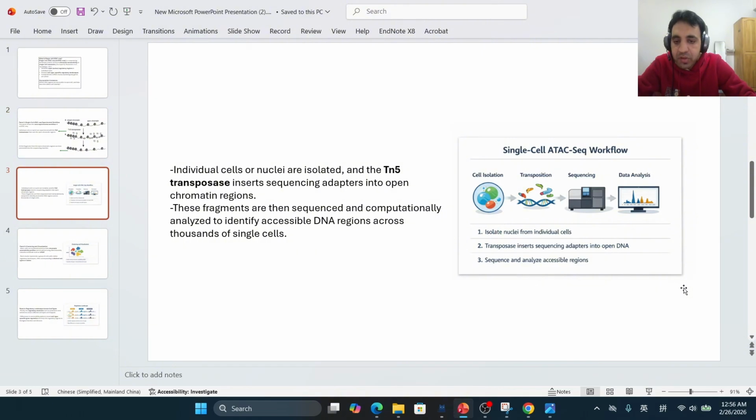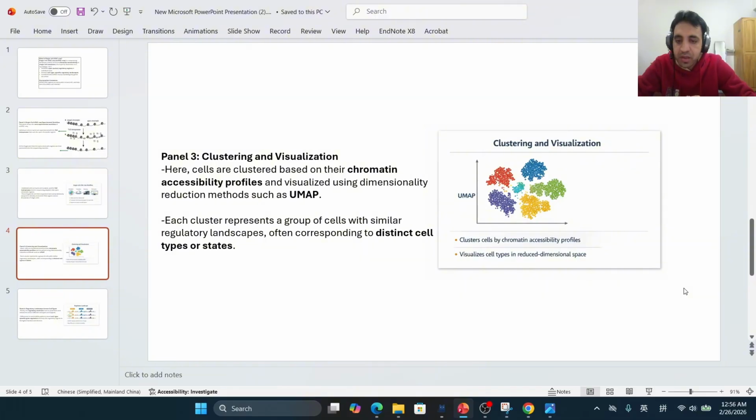Here, individual cells or nuclei are isolated, and the Tn5 enzyme inserts sequencing adapters into the open chromatin regions. These fragments are then sequenced and computationally analyzed to identify accessible DNA regions across thousands of single cells. And finally, cells are clustered based on their chromatin accessibility profile and visualized using a dimensionality reduction method such as UMAP. Each cluster represents a group of cells with a similar regulatory landscape, corresponding to distinct cell types or states.